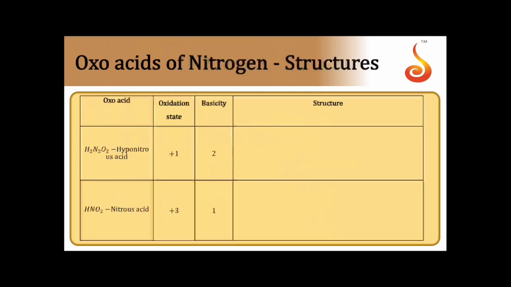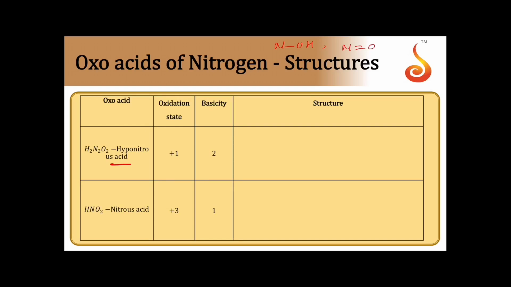Coming towards oxyacids of nitrogen and their respective structures. So what we have to remember in oxyacids of nitrogen is that in all oxyacids of nitrogen, nitrogen has one OH group and one doubly bonded oxygen, except for hyponitrous acid.